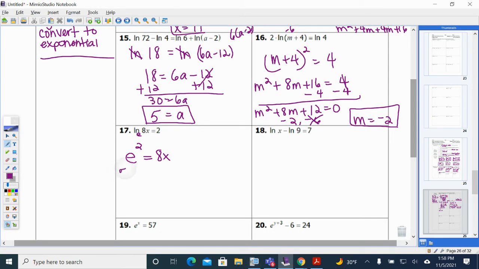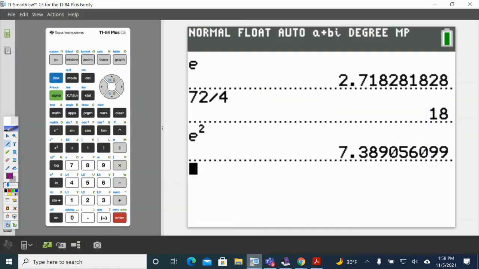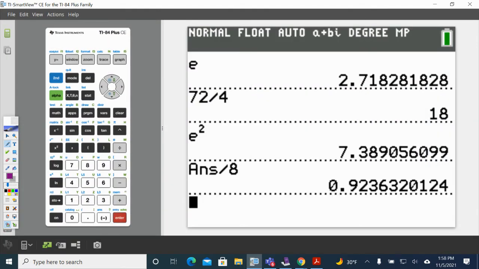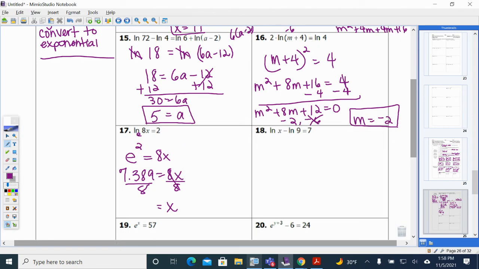7.389 is equal to 8x. So then we want to divide by the 8, and x equals 0.924. Again, you're going to want to substitute that back in because logarithms are utilized here.